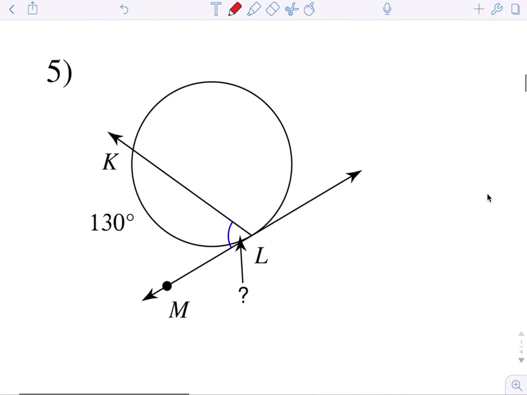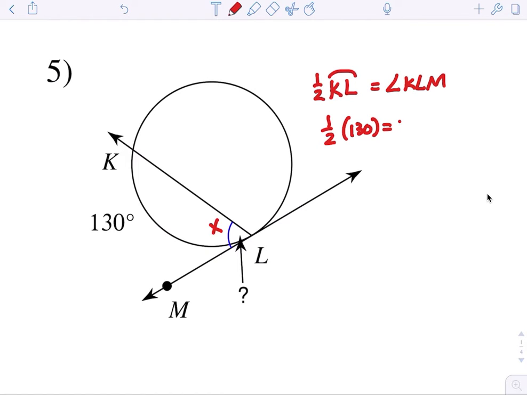Number 5. Well, remember the arc KL, 1/2 of arc KL is equal to angle KLM. So 1/2 the arc KL, which is 130, is equal to that angle measurement. I'll just call it x. I'm trying to solve for x. So to find the angle measurement, just halve the arc. So 1/2 of 130 is 65 degrees.